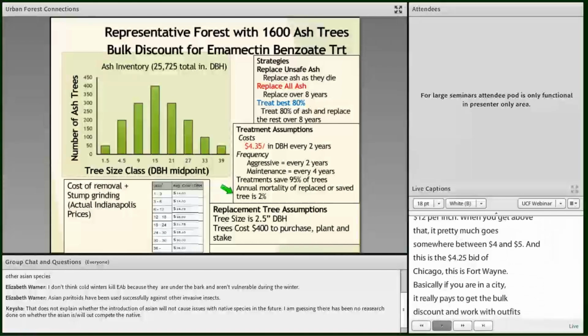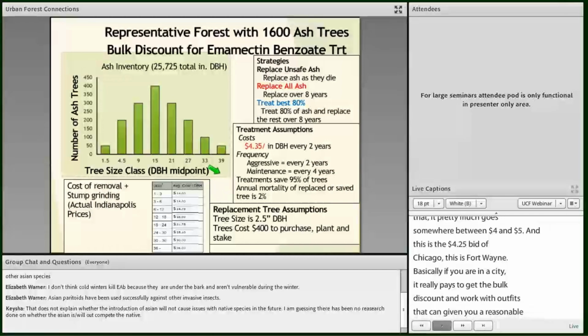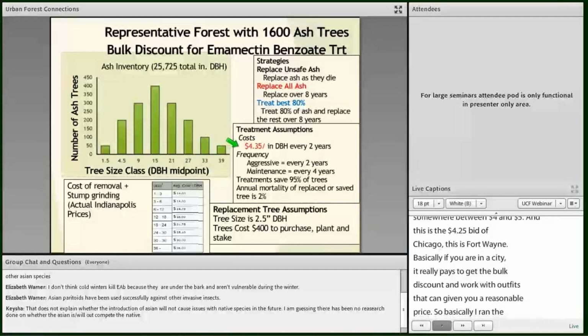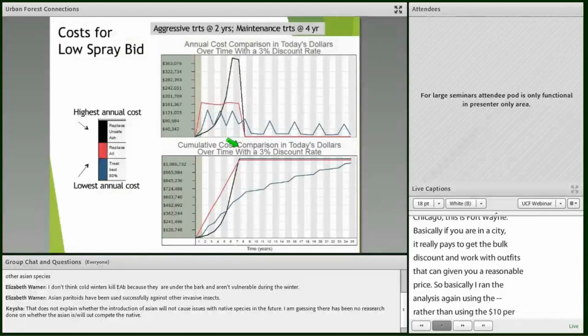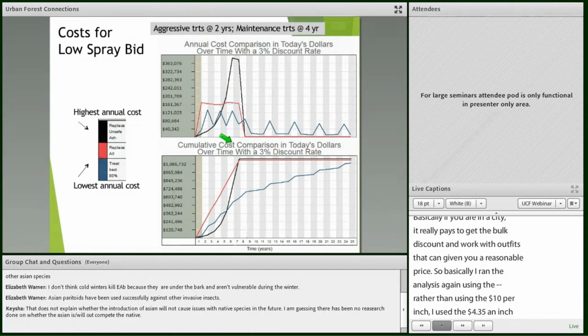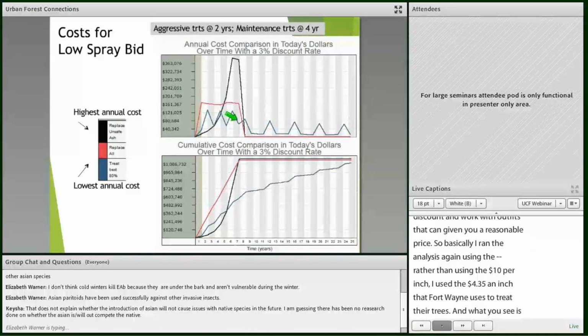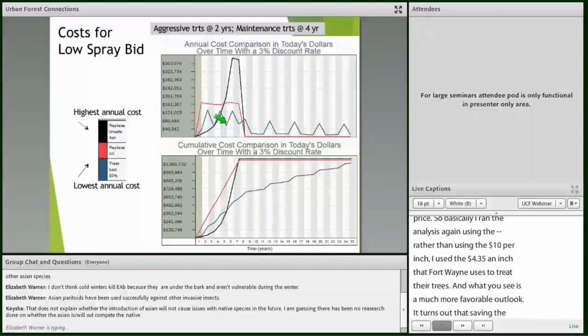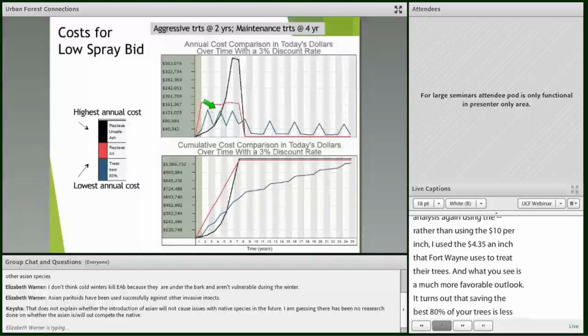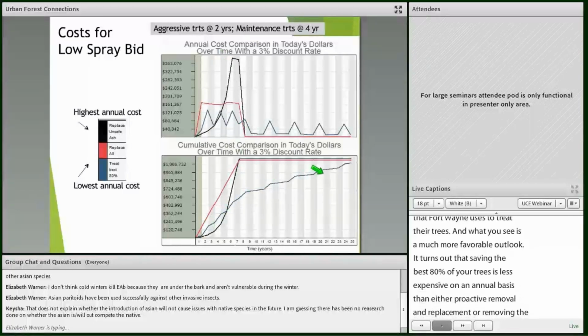So I ran the analysis again, using rather than the $10 per inch, the $4.35 an inch that Fort Wayne actually uses to treat their 1,000 trees that they protect. And what you see is a much more favorable outlook. It turns out that saving the best 80% of your trees is less expensive on an annual basis than either proactive removal and replacement or removing the trees as they die. And that over time, over a 25-year period, you wind up spending less money.